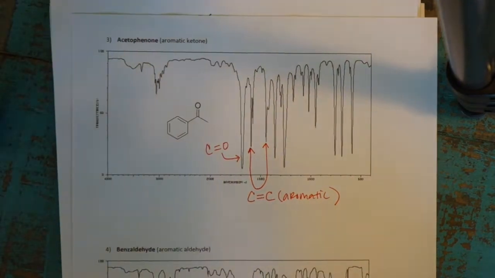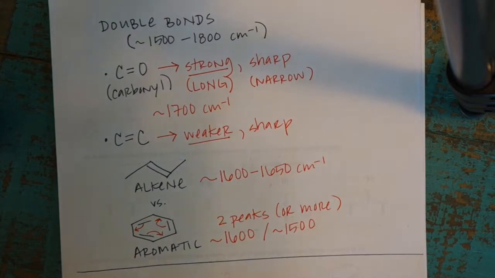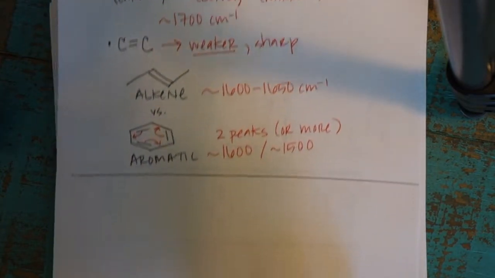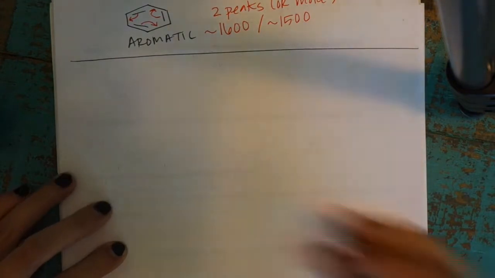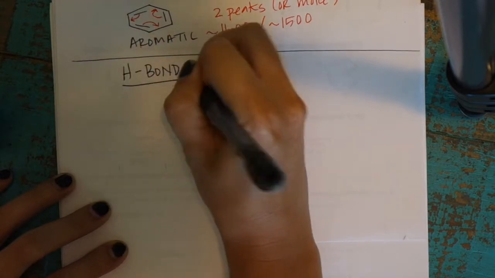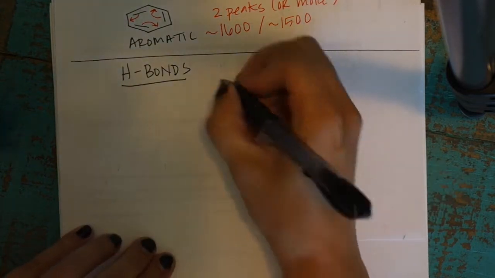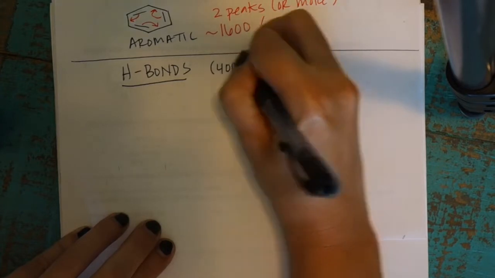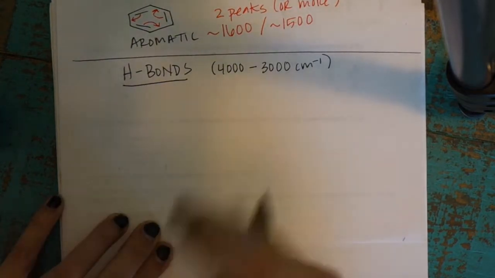Okay, so let's talk about the next type of bond that we'll see. That's it for the double bonds for now. We're going to talk about bonds to hydrogen, so things bonded to hydrogen, because that's another important region. Usually I analyze the double bond region first, and then I draw my attention over to the hydrogen bonding area. Again, this is the region to the far left on the spectrum, the 4,000 to 3,000 region, roughly.